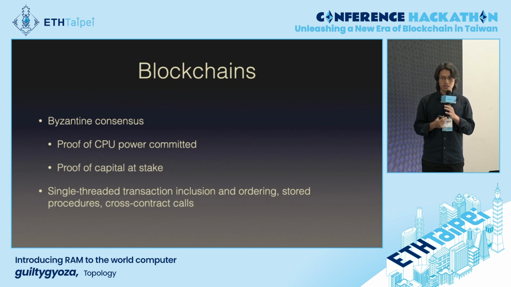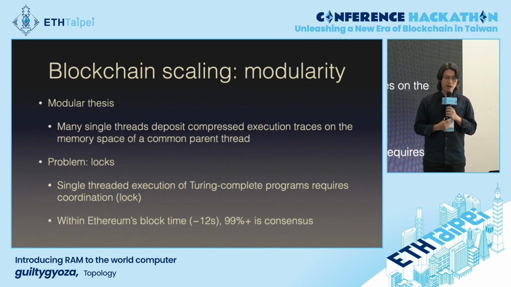And take Ethereum, for example. It has stored procedures, and people can invoke these procedures, which may change the state of a blockchain. And these procedures can initiate cross-contract calls to interact with one another. Now, we have scaling problems, and we have been concerned about scaling problems throughout the industry.